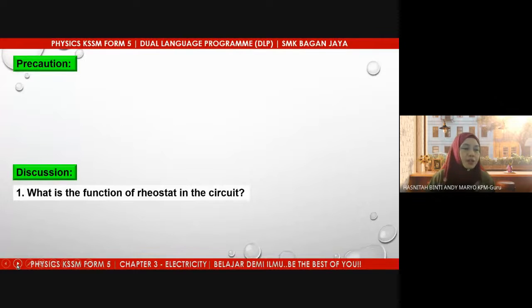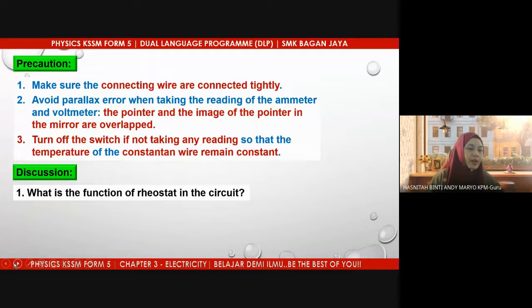Okay, now this is the precaution you can write for this experiment. The precaution is found after the procedure on page 1 in your module. Okay, you can go back to page 1 and you can write any one of these precautions. Not necessary to write all three. So you can choose which one. Some students prefer to write the shorter one, but some students prefer to write the precaution that they can remember the most. So you have choices. Either you write, make sure the connecting wires are connected tightly.